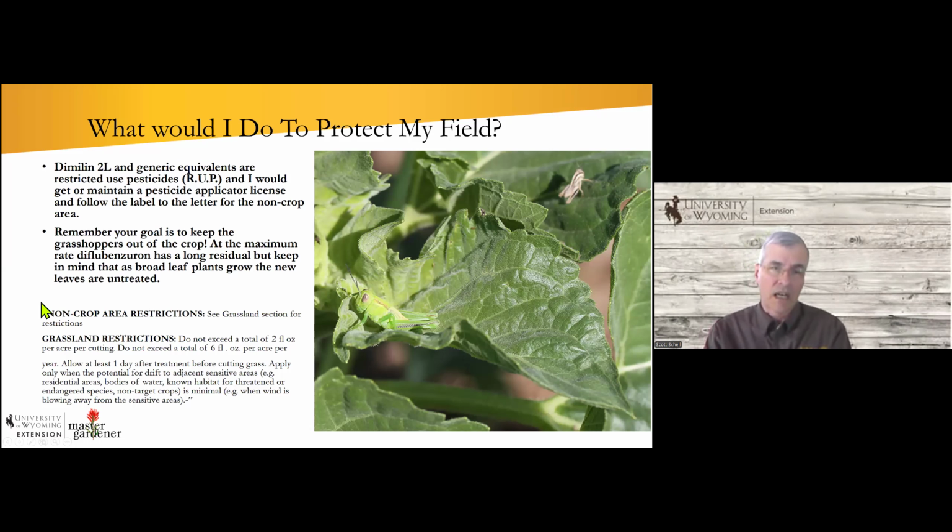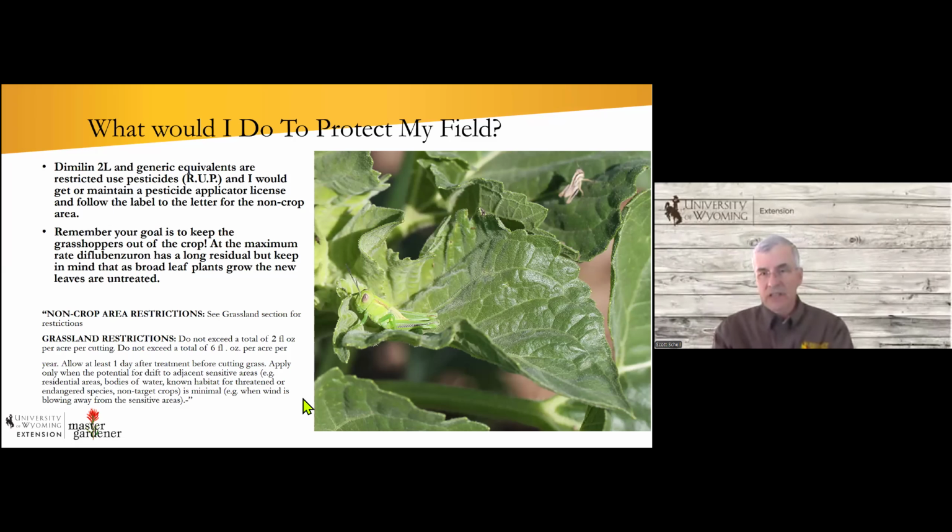So again, your goal is to keep them out of the crop. And so it has a long residual, but keep in mind that as broadleaf weeds and other plants in those fence rows and bar ditches grow, the new leaves coming out the top of the plant are untreated. And that's where grasshoppers like to roost and eat.